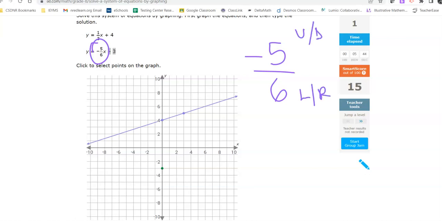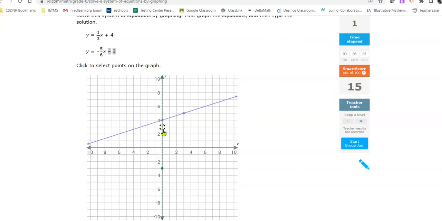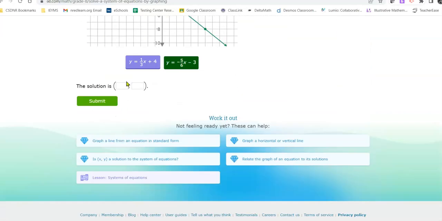And now we choose. -5 is down, +6 is right. So we're going to move down 5, right 6. From -3, we're going to move down 1, 2, 3, 4, 5, and we're going to move right, +1, +2, +3, +4, +5, +6, and click. That is our intersection point. The coordinate is -6 on the x and 2 on the y. -6 and 2.